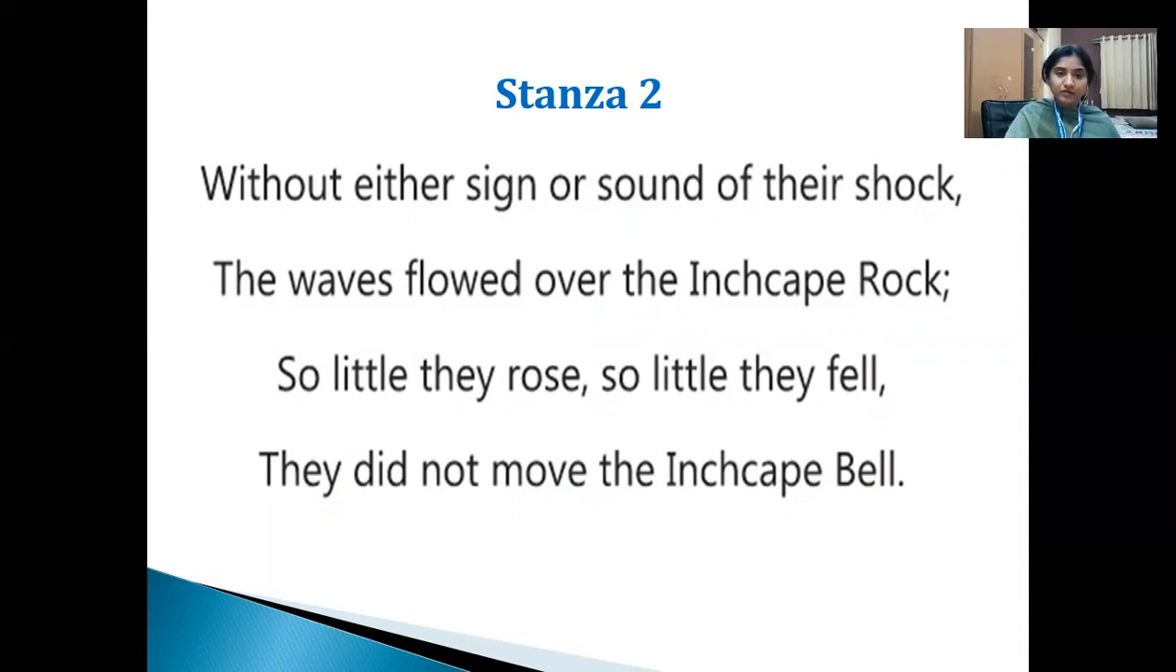Here again, repetition is used as so little is repeated. Antithesis is also used in the second stanza as well. So little they rose, so little they fell. Rose and fell, two opposite ideas are put together. Here, personification is used. In personification, inanimate objects are given human characteristics. Here, waves are referred to as they.